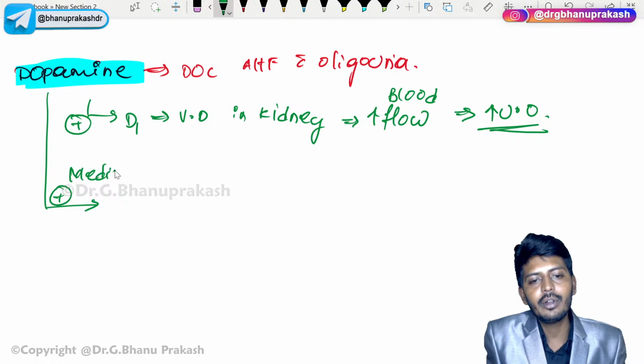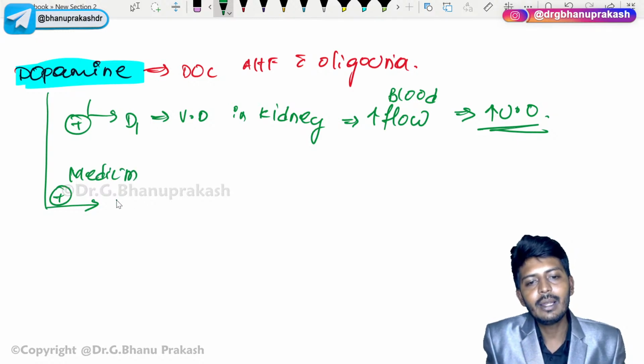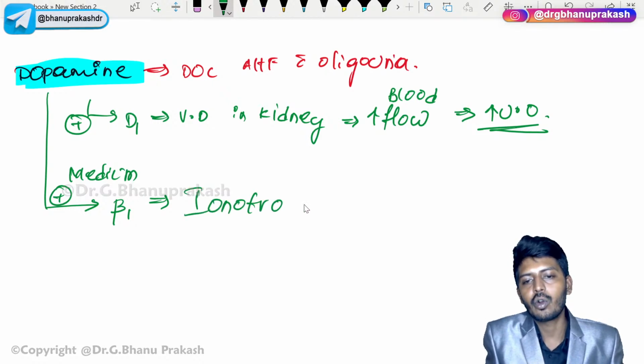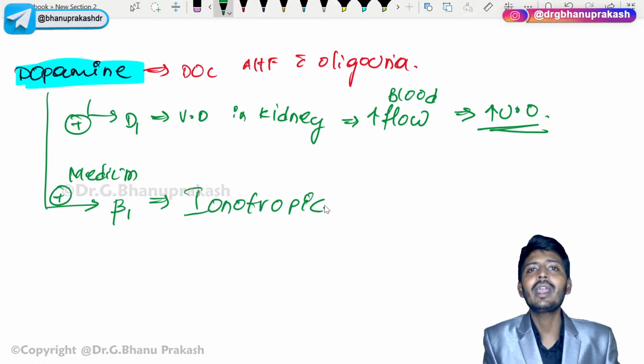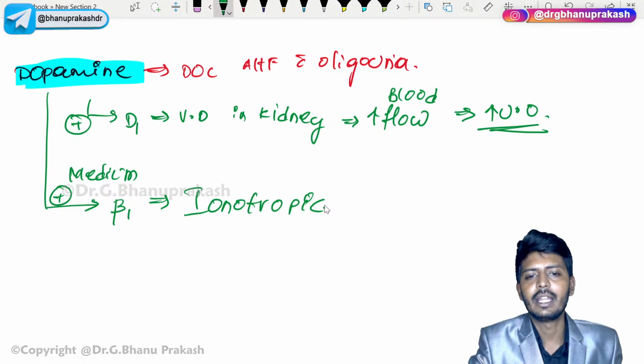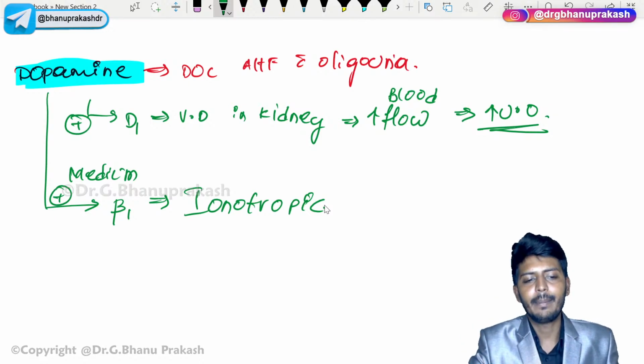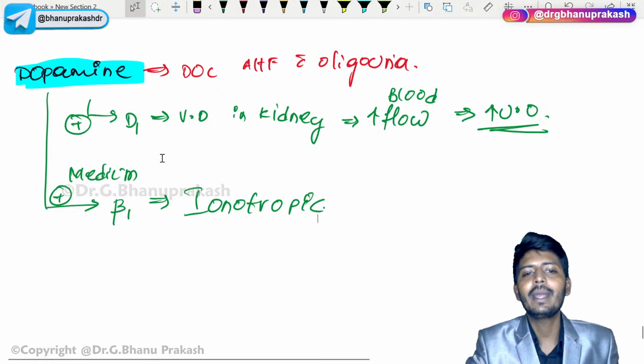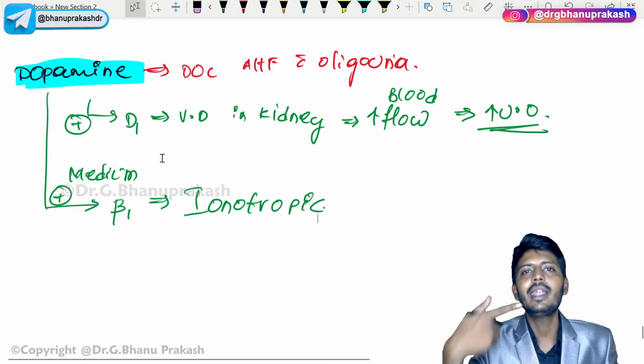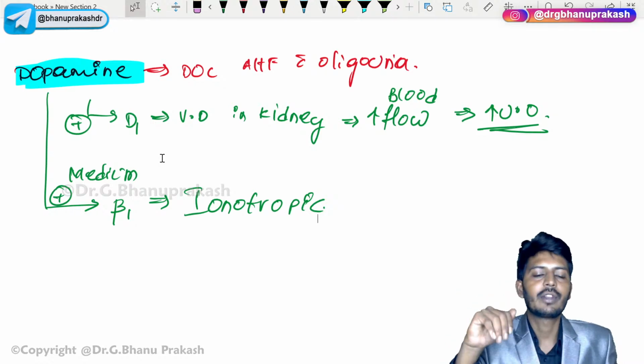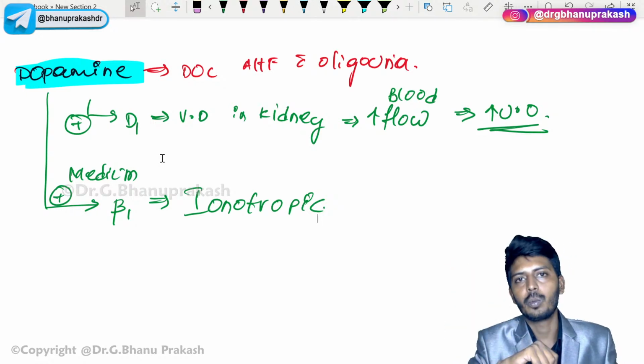Apart from dopamine's D1 action, dopamine will also stimulate at which dose? Medium dose. It will activate the beta 1 receptor, which will cause the inotropic effect that improves the contractility. It can also have an effect on the blood pressure. So whenever you are using dopamine, you are supposed to monitor the heart rate, blood pressure, and also the urine output.